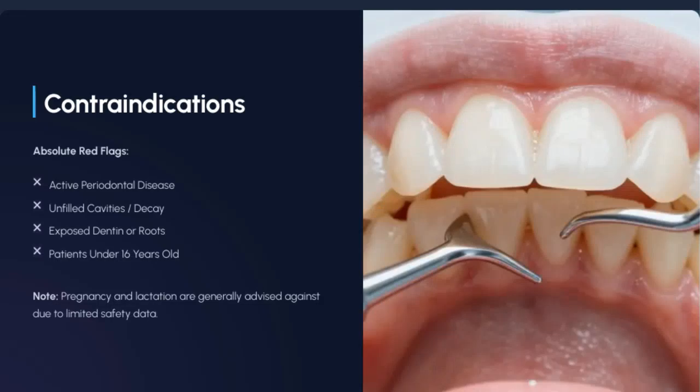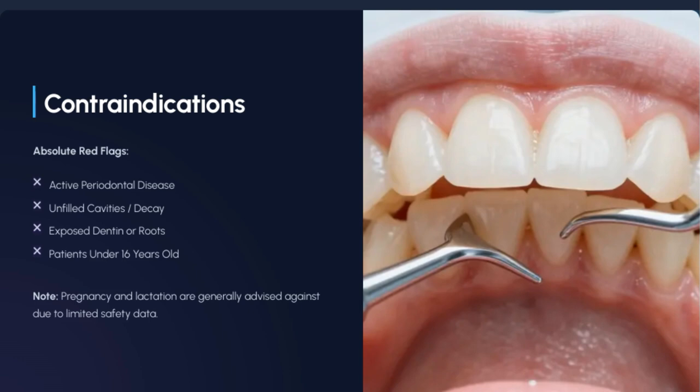Let's take a moment to discuss some important contraindications and precautions. Firstly, pregnancy and lactation are generally advised against when considering certain procedures, mainly because we have limited safety data in these areas. So, it's crucial to exercise caution and evaluate risks carefully. Moving on, patients under 16 years old require special consideration. Their developing bodies and teeth may respond differently, so we need to be extra cautious.